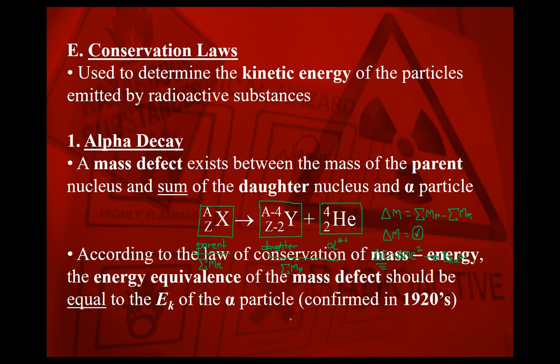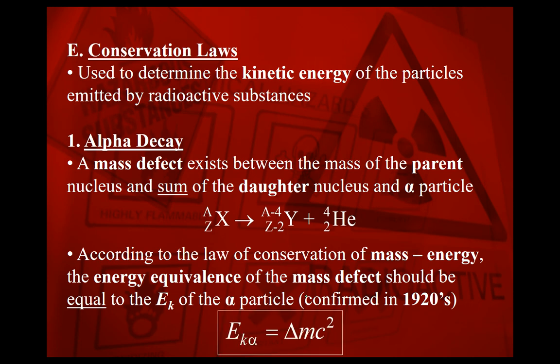And that's what I've stated here. Let's get rid of all this junk on the screen. According to the law of conservation of mass energy, when you calculate the mass defect and determine the energy equivalence, that should be equal to the kinetic energy of the alpha particle. And it is. They confirmed this in the 1920s, so everybody's happy.